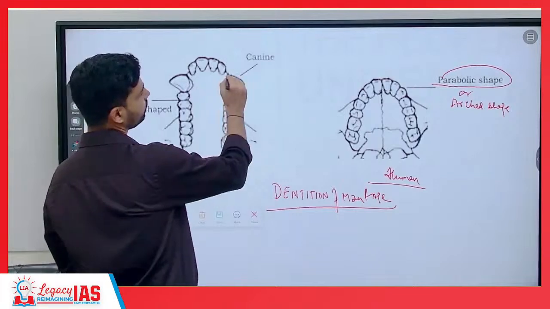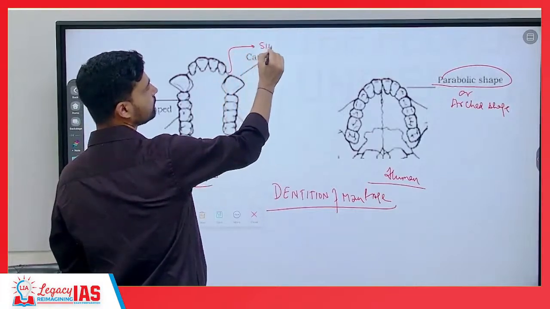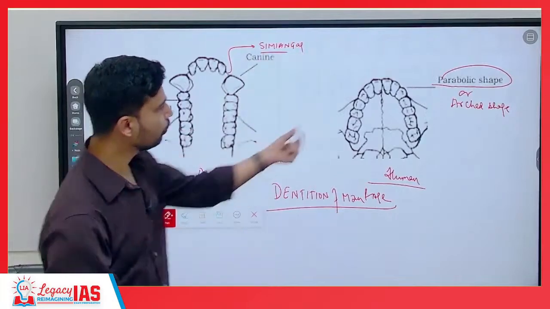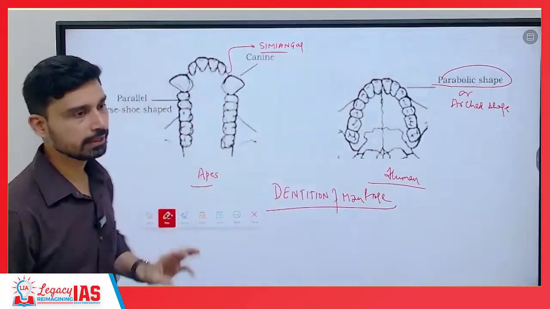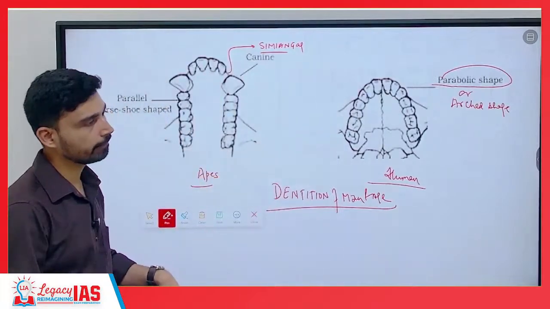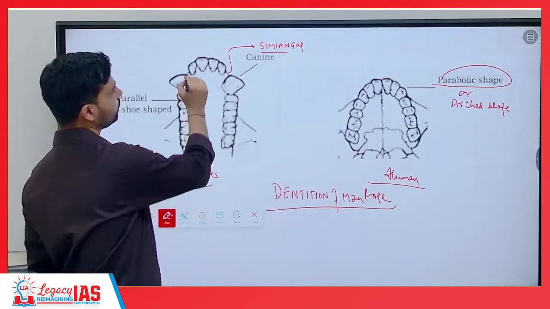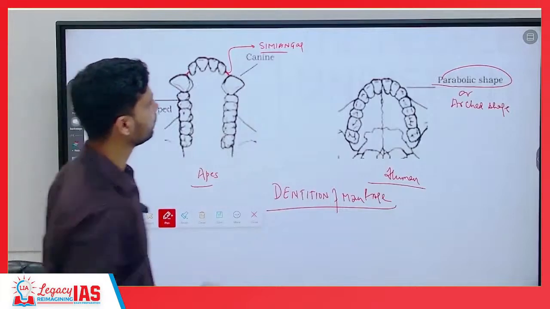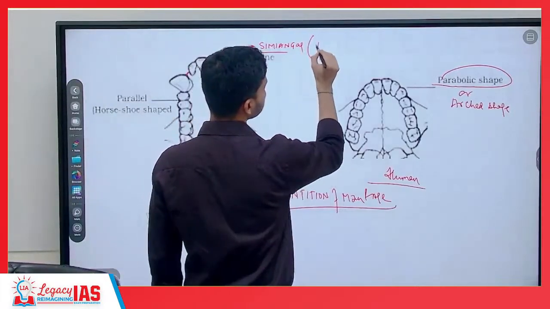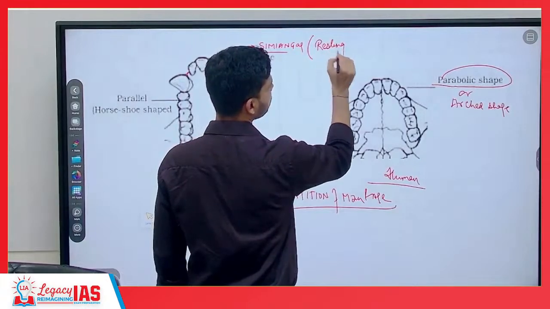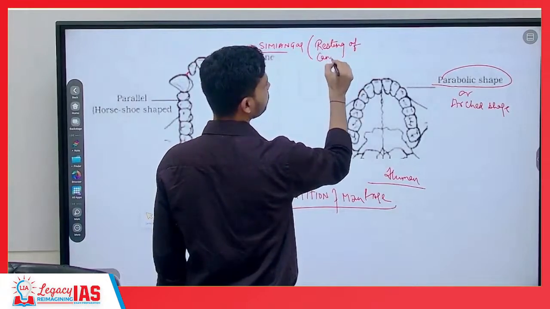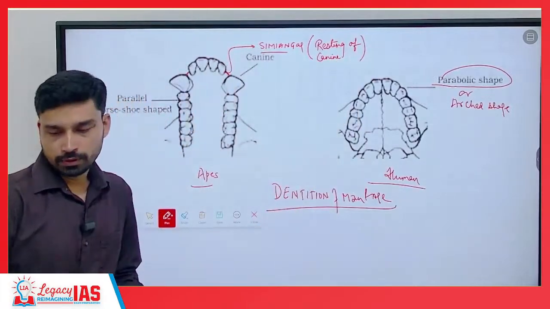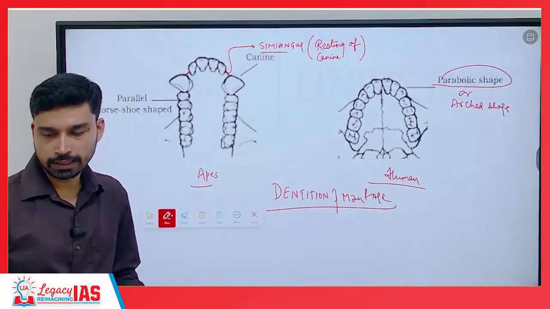The second difference is that in the apes you have the simian gap, while in humans, as you can see, there is no gap between the teeth. All the teeth are placed together. This gap that you are seeing here is the simian gap. It is for the resting of the canines, as I told you. It is very long in apes.